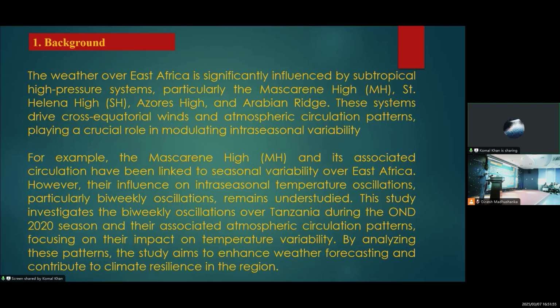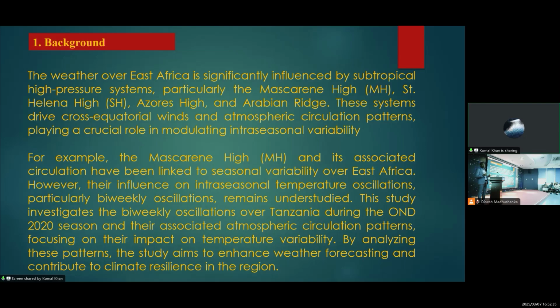These systems drive cross-equatorial winds and atmospheric circulation patterns, playing a crucial role in modulating intraseasonal variability. For example, the Mascarene High and its associated circulation have been linked to seasonal variability over East Africa. However, their influence on intraseasonal temperature oscillation, particularly biweekly oscillation, remains understudied. This topic has been studied well in the Northern Hemisphere, but in the Southern Hemisphere it is understudied.